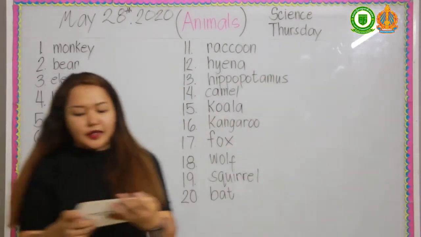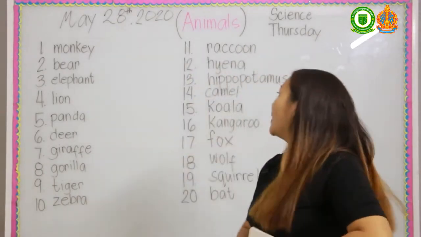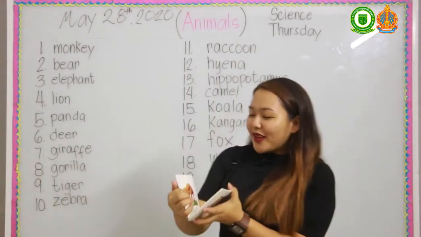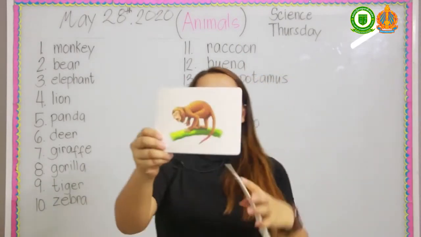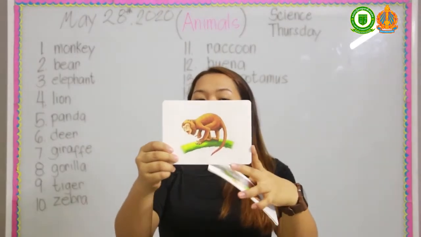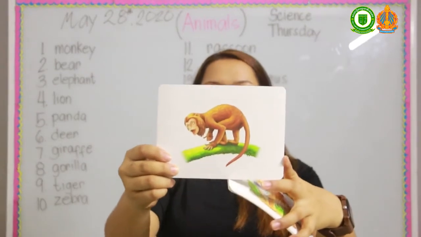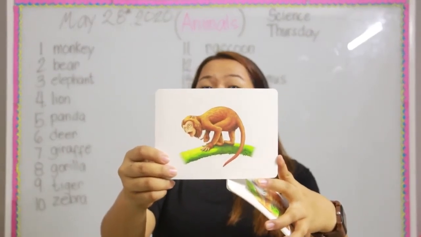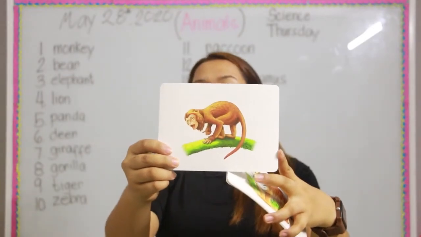Okay, so first we have monkey. Monkey. Okay, I think you know what monkey is. So this is a picture of a monkey. Okay, so this is a monkey.